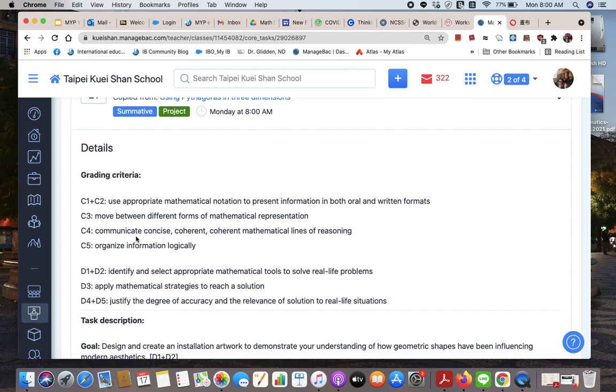C4 will be looking at communicating concise and coherent mathematical lines of reasoning. Okay, so there's a typo here, so ignore the second coherent. Okay, but as you can see here that I look at reasoning. In other words, how do you explain why this project matters? C5, you need to organize your information logically.